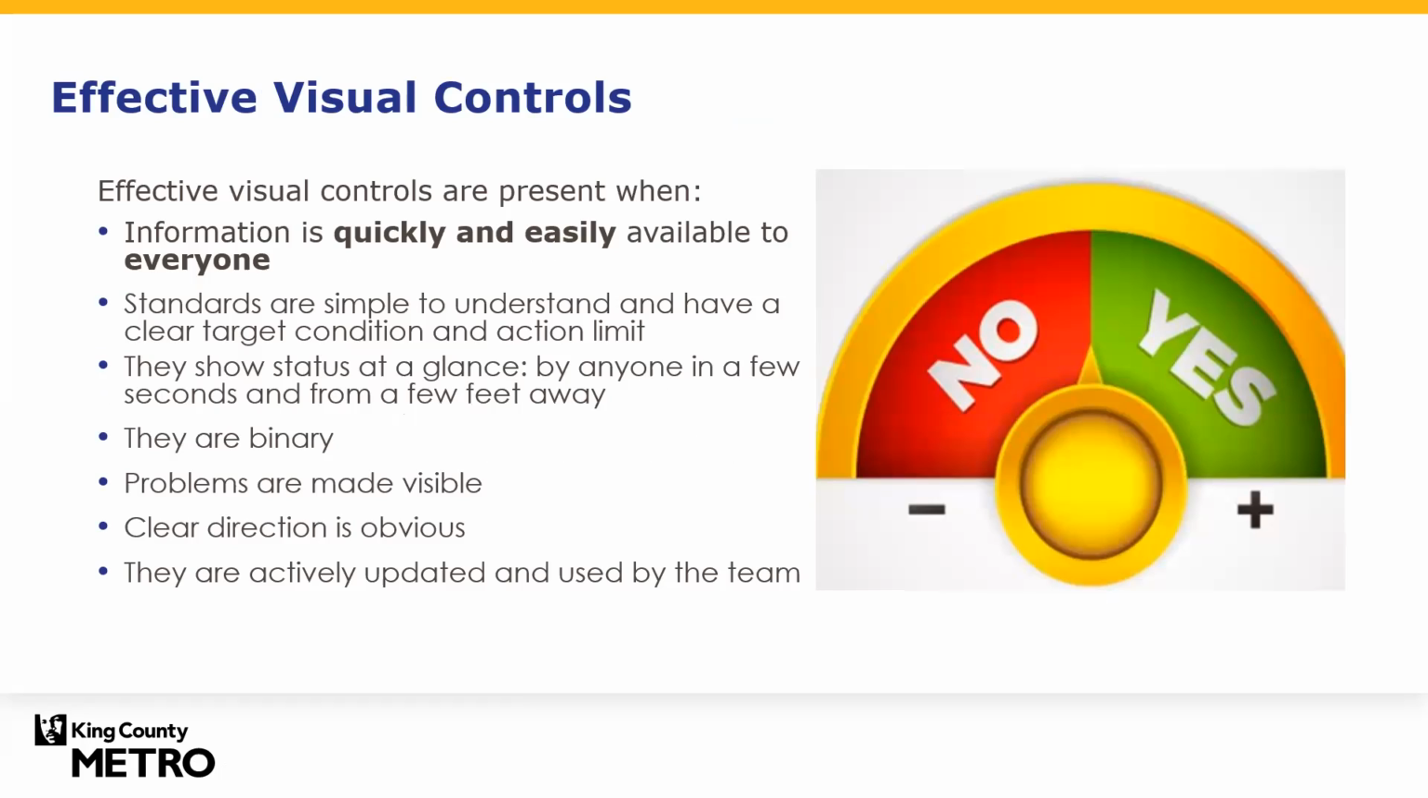Another way to think about it is if you are required to be there to explain your visual control, you need to simplify it. And a way you can simplify your visual control is make it binary. Pass, fail, good, bad, yes, no. A good visual control should make problems visible and have a clear, obvious direction where you need to go. The visual control should also be actively updated and used by the team.